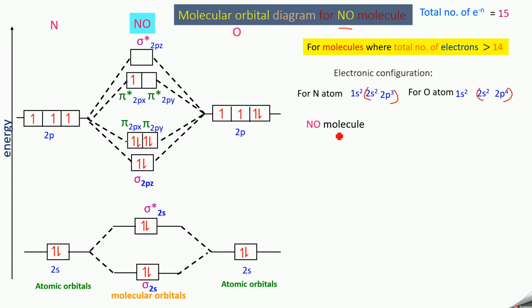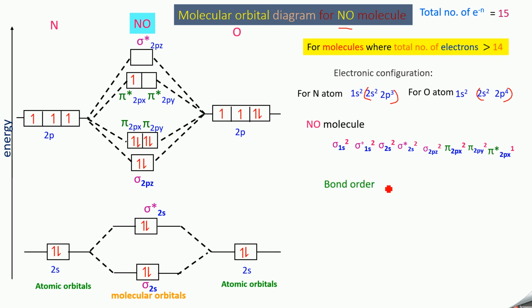Now the electronic configuration for NO molecule: you have sigma 1s2, sigma star 1s2, for 2s sigma 2s2, sigma star 2s2. For 2p we have sigma 2pz2, then pi 2px2 and then pi 2py2 and then pi star 2px1. Here you will have only 1 electron.